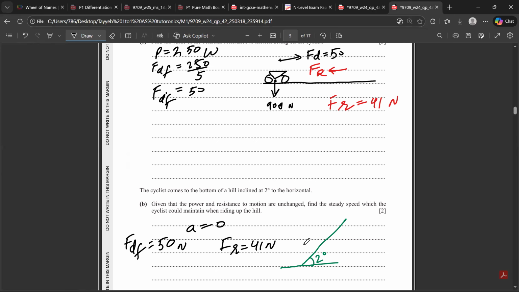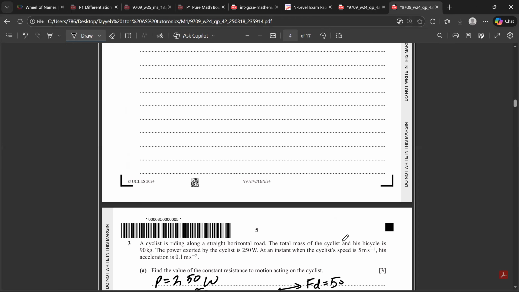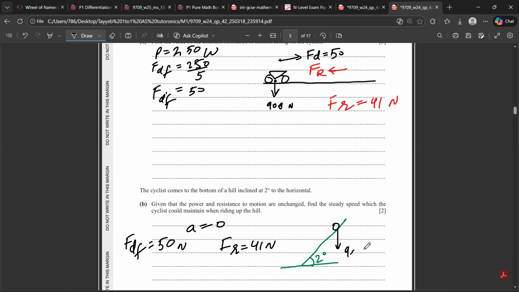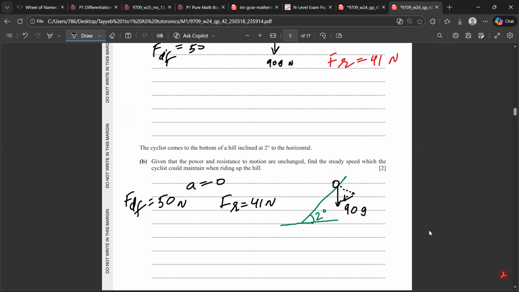And you now have the weight of the cyclist. The component will be acting down. It's 90 kg, 90 g. So you have the components. Okay, try please. I will also try on the paper first.